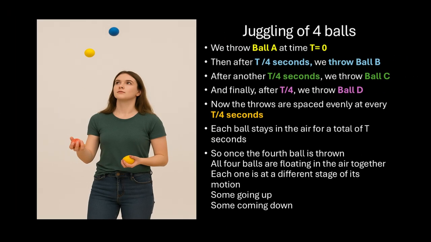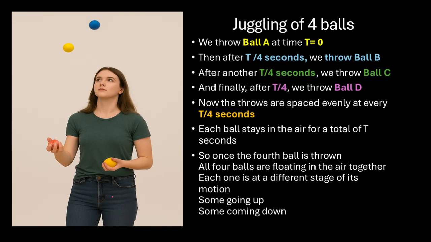Now, what will be the case in the juggling of 4 balls? Ball A is thrown at time t equal to 0. After t by 4 seconds, we throw ball B. After another t by 4, we throw ball C. After another t by 4, we throw ball D. Since the throws are spaced evenly at every t by 4 seconds, each ball will stay in the air for a total of t seconds. So once the 4th ball is thrown, all 4 balls are floating in the air together. Each one is at a different stage of its motion. Some are going up and some are coming down.